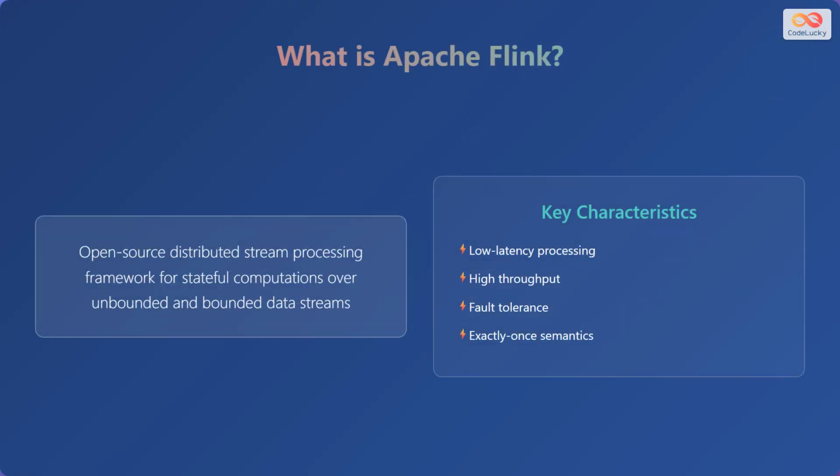Apache Flink is an open-source, distributed stream processing framework. It is designed for stateful computations over both unbounded and bounded data streams. Key characteristics include low latency processing, which means minimal delay, high throughput, allowing it to process large amounts of data, fault tolerance, ensuring reliability, and exactly once semantics, which guarantees that each record is processed only once, even in the event of a failure.